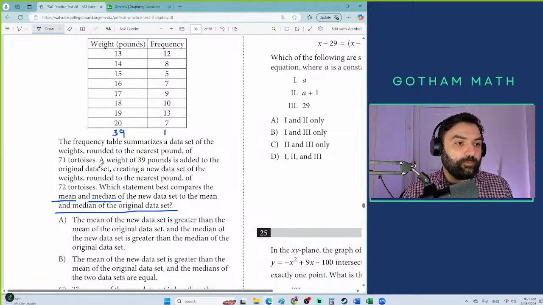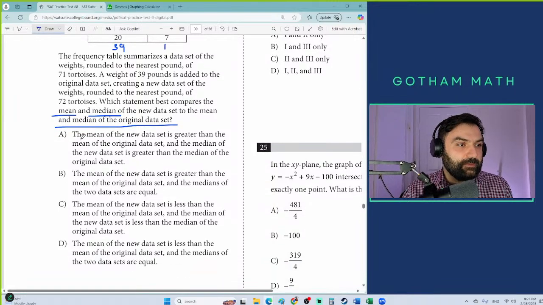Now, we're going to have to find the answer that says the mean of the new data set is greater. So the mean of the new data set is greater. Okay, this is potentially the answer. Okay, the mean of the new data set is less. This is wrong. So it's between A and B.